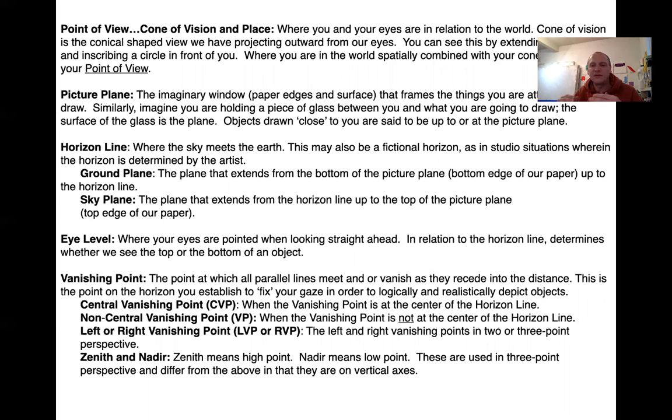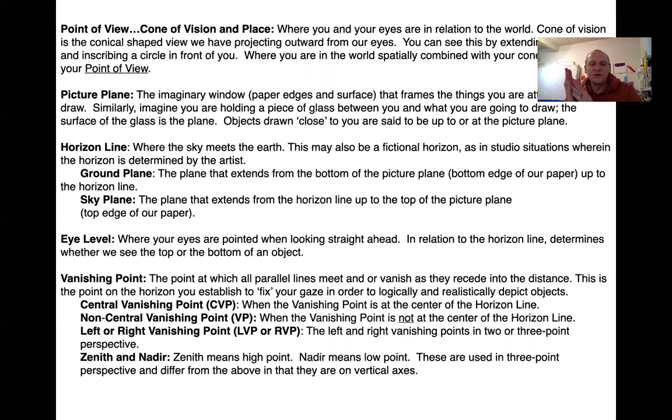This is the point on the horizon you establish or fix your gaze at in order to logically and realistically depict objects. We can have a center vanishing point, so straight ahead of you. We could have a non-central vanishing point. So over here, this would cause the viewer to look towards one side or another into the picture. That would be the same as a left and right vanishing point. We've got zenith and nadir.